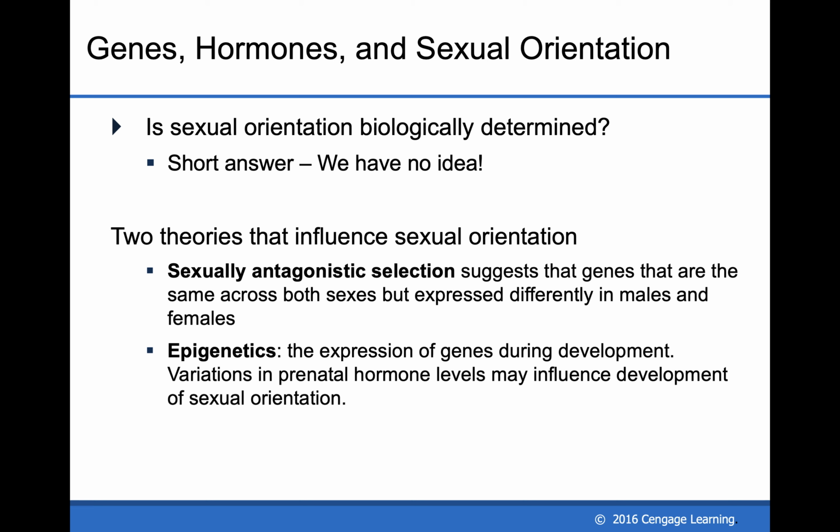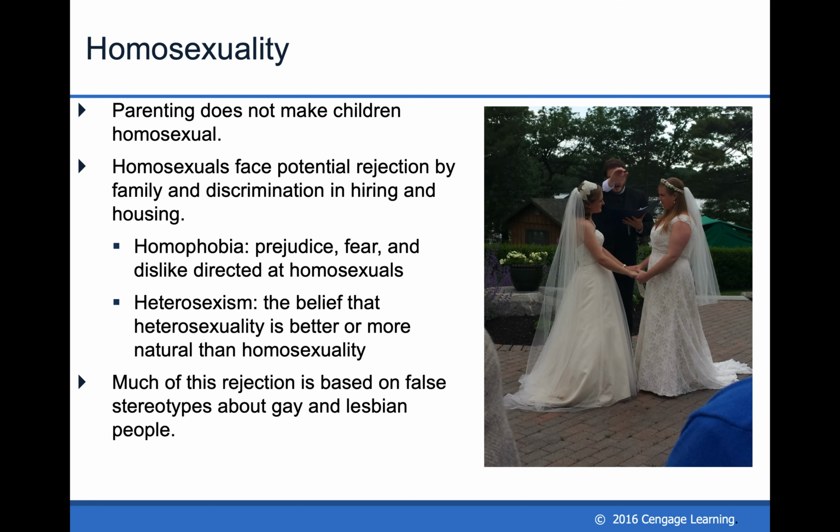And so sometimes those will shift you to having attraction for one sex over the other. Epigenetics is the gene expression during development, especially prenatal hormone exposure. That may shift how we develop interest in the opposite sex or same sex partners over time. So there could be some genetic and environmental interaction with that as well.